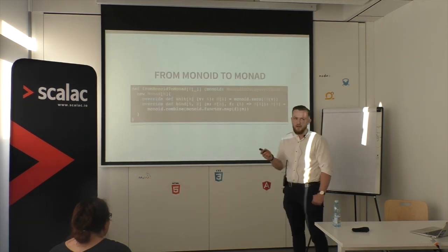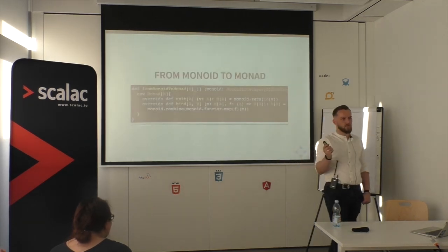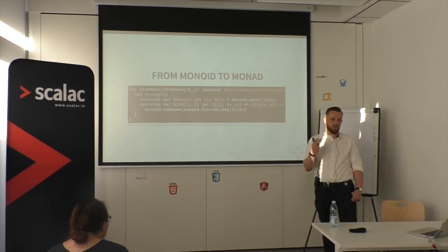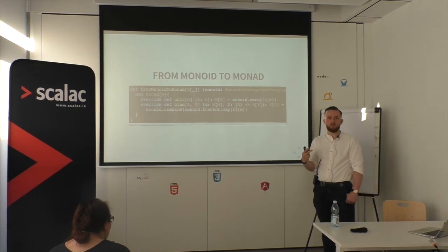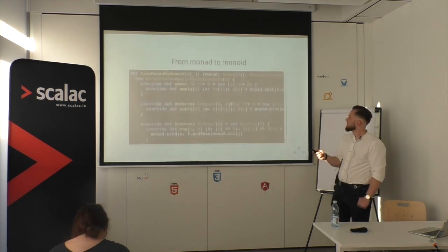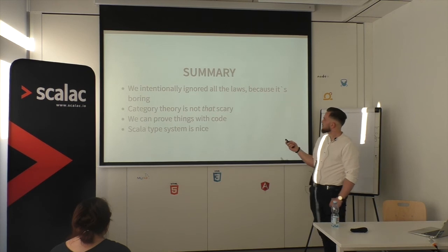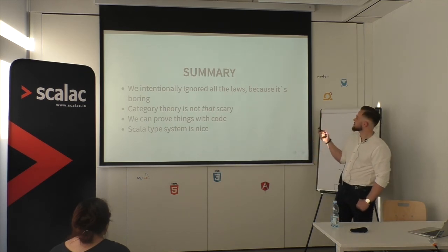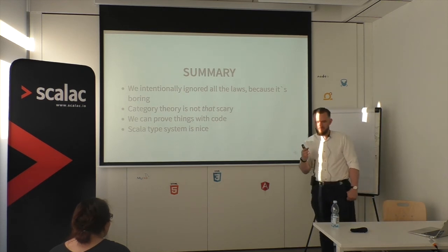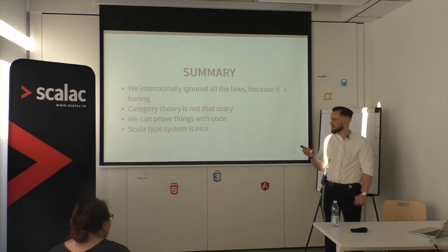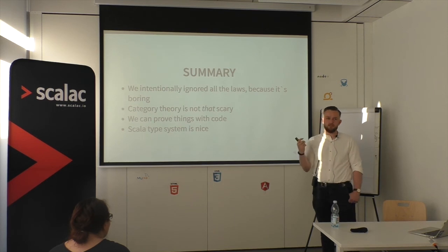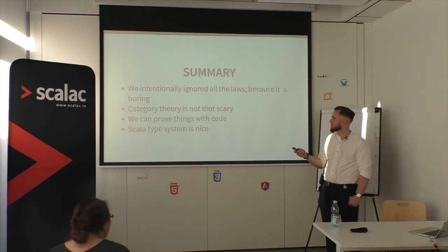We have defined all of the words that you have seen as definitions in code. This code may not be fully readable, but still it's code and it compiles. So the Scala compiler gives us some sort of guarantee that it's not that broken. So let's summarize. I intentionally ignored all the laws because I think it's boring. To have a full formal proof, you have to consider them. I have not done them. But if you find it interesting, just treat it as homework.